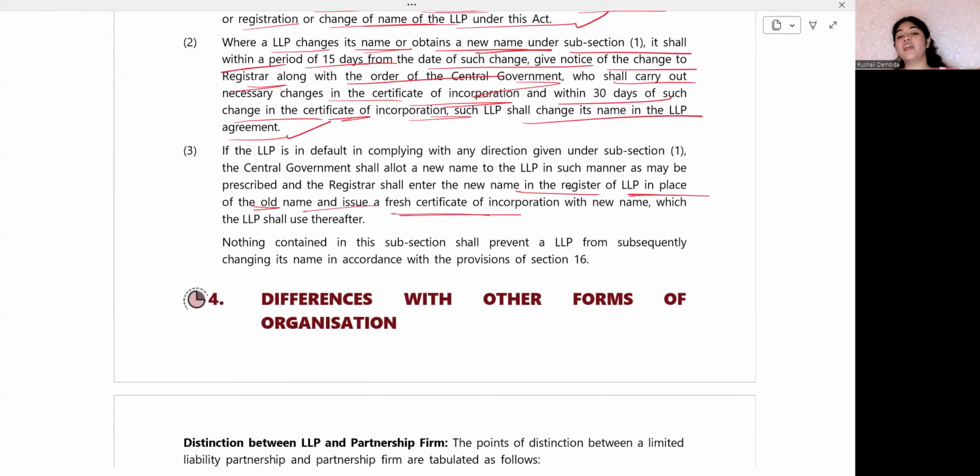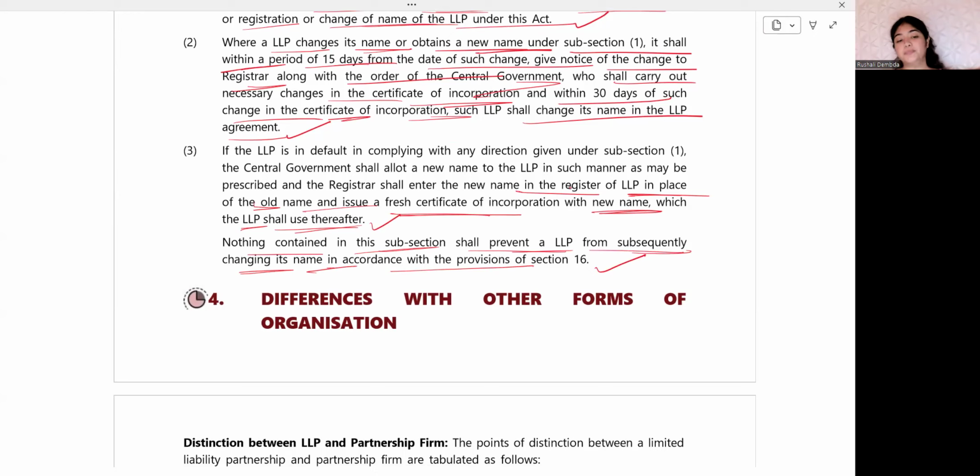Old name, and issue a fresh certificate of incorporation. When the name is changed, you get a fresh certificate of incorporation with the new name, which the LLP shall use thereafter. And after this, whatever name is to be used, this will be used as the new name. Nothing contained in this subsection shall prevent the LLP from subsequently changing its name in accordance with the provisions of section 16.